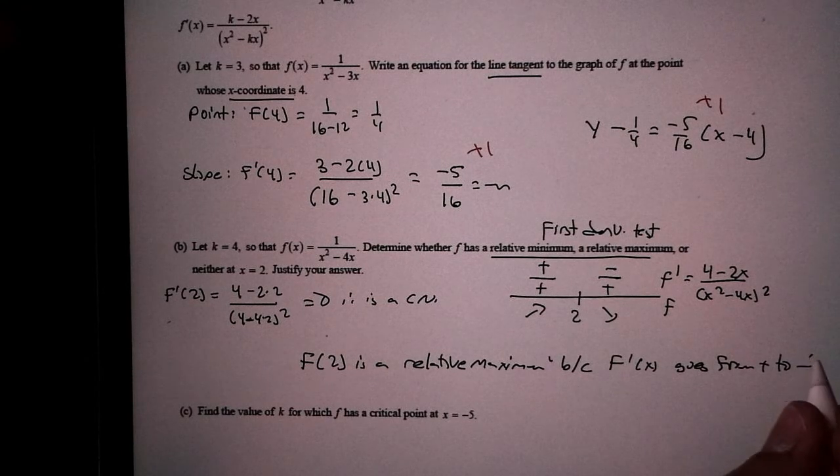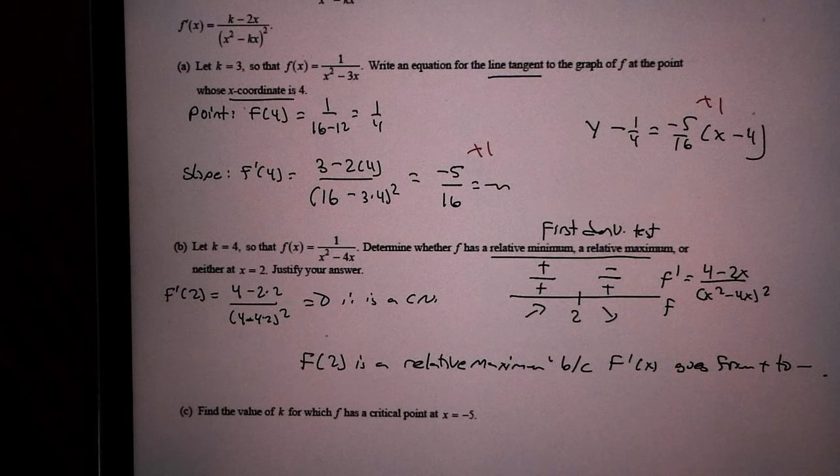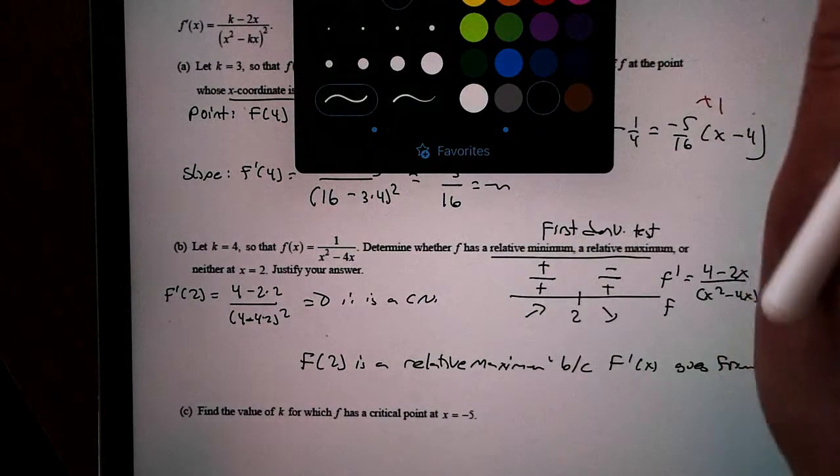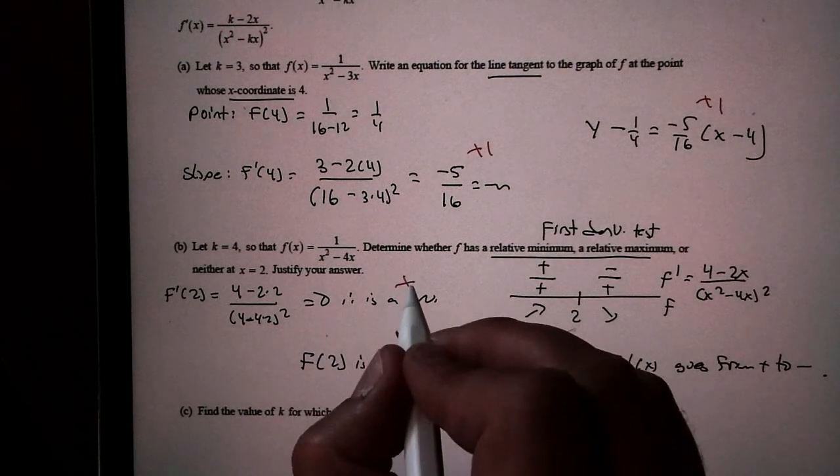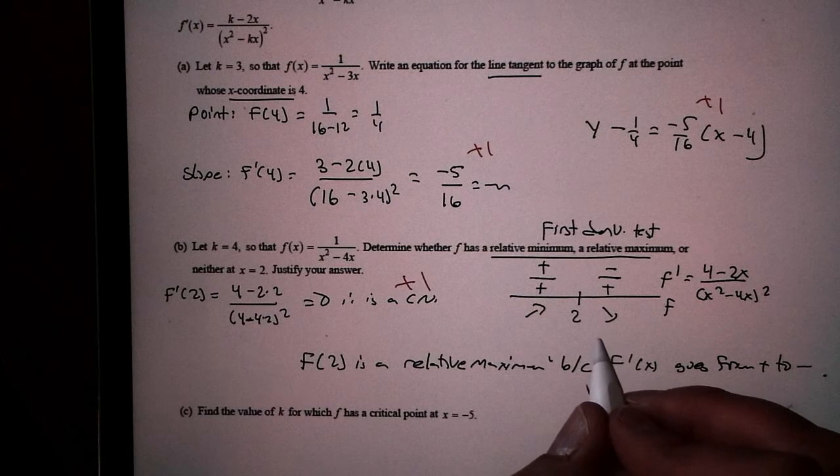Oops. Almost did positive again. Positive to a negative. Doesn't take that long. It's a good review of the first derivative test. So how do they point this one out? You get 1 point for determining if it's a critical number and 1 point for your answer.